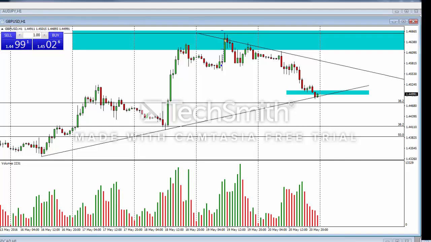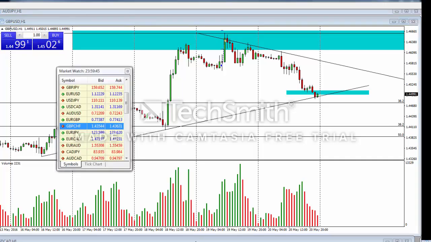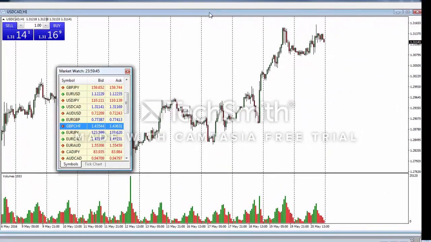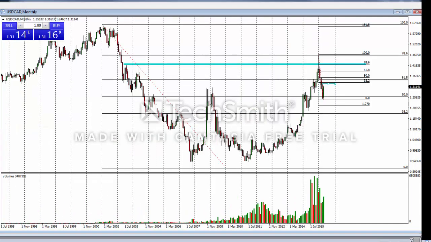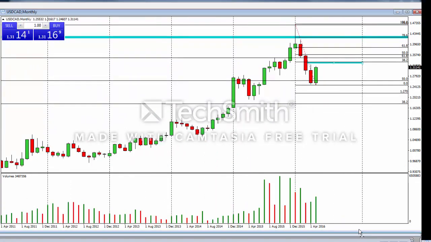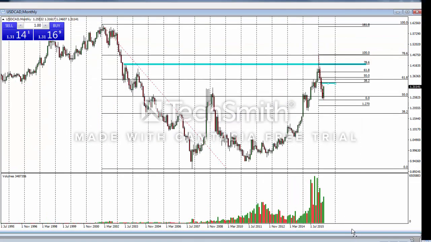Next, USD CAD. Okay, so let's zoom out. Let's have a look at this market. Okay, so I've got my drawings on there anyway.